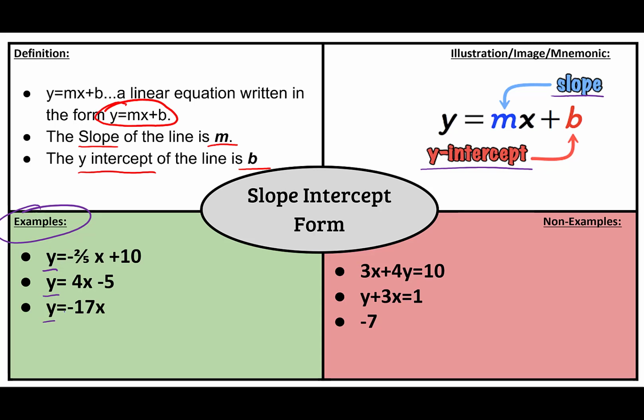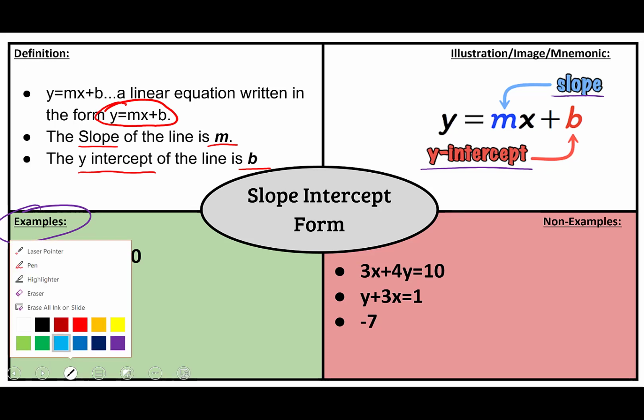We see they're underlined in purple. There is an m, which I'll underline in light blue. The m in this equation is negative 2/5. The m in this equation is 4. And the m in this equation is negative 17.